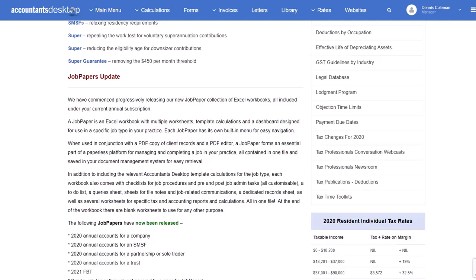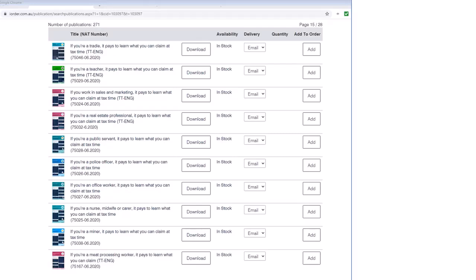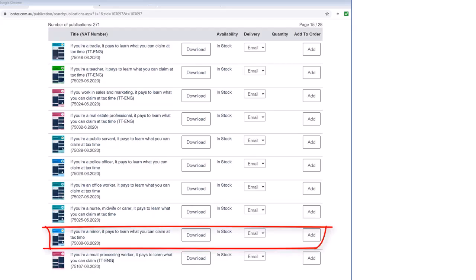Next, she prepares a personal return for a mining employee. Being a suburban practice, not many returns are completed for mining employees, so she follows Tax Publications Deductions under Lookup on the homepage, where she finds an ATO publication on deductions that can be claimed by mining employees.